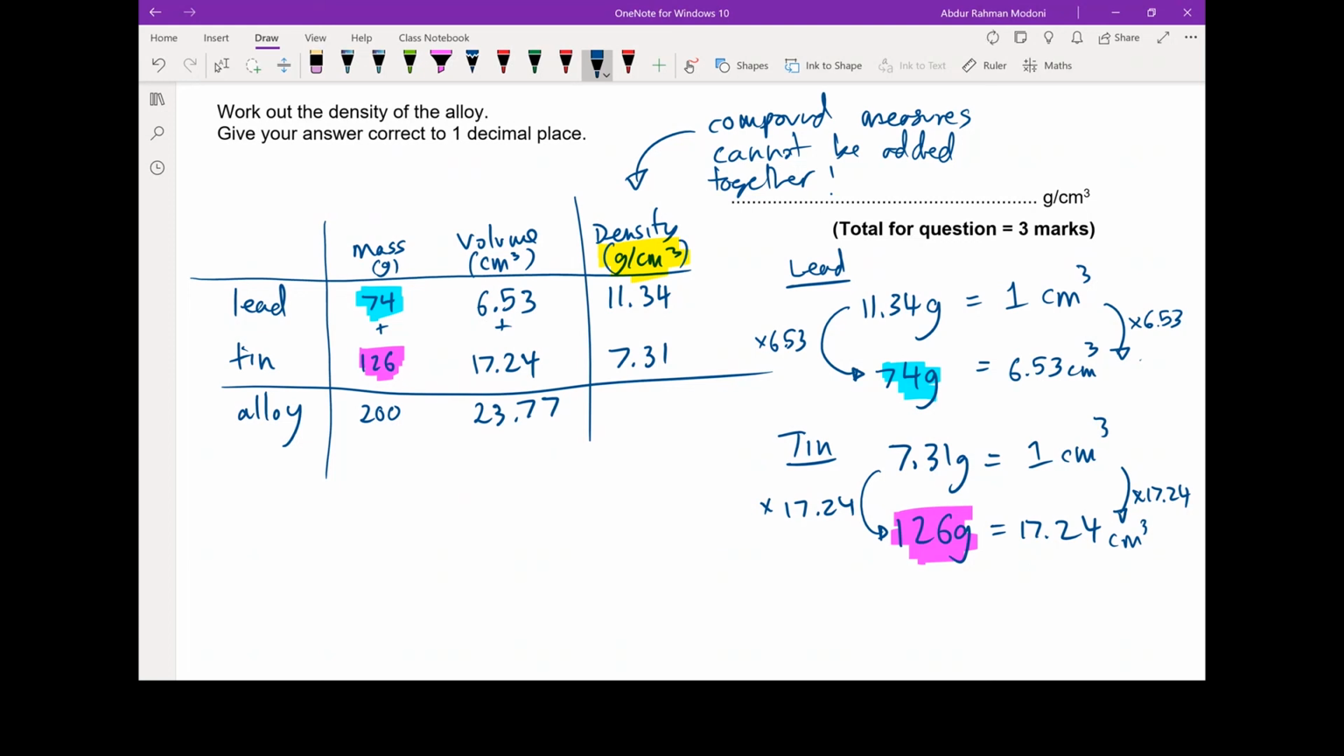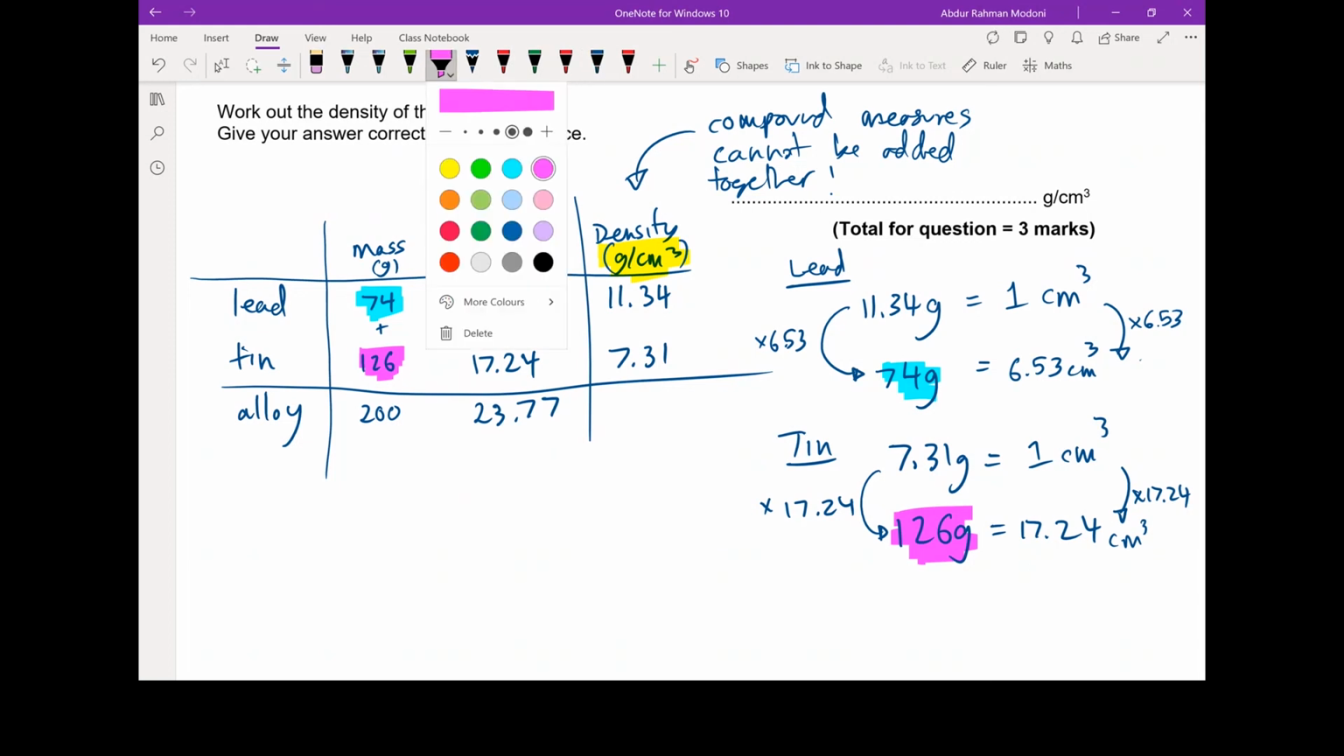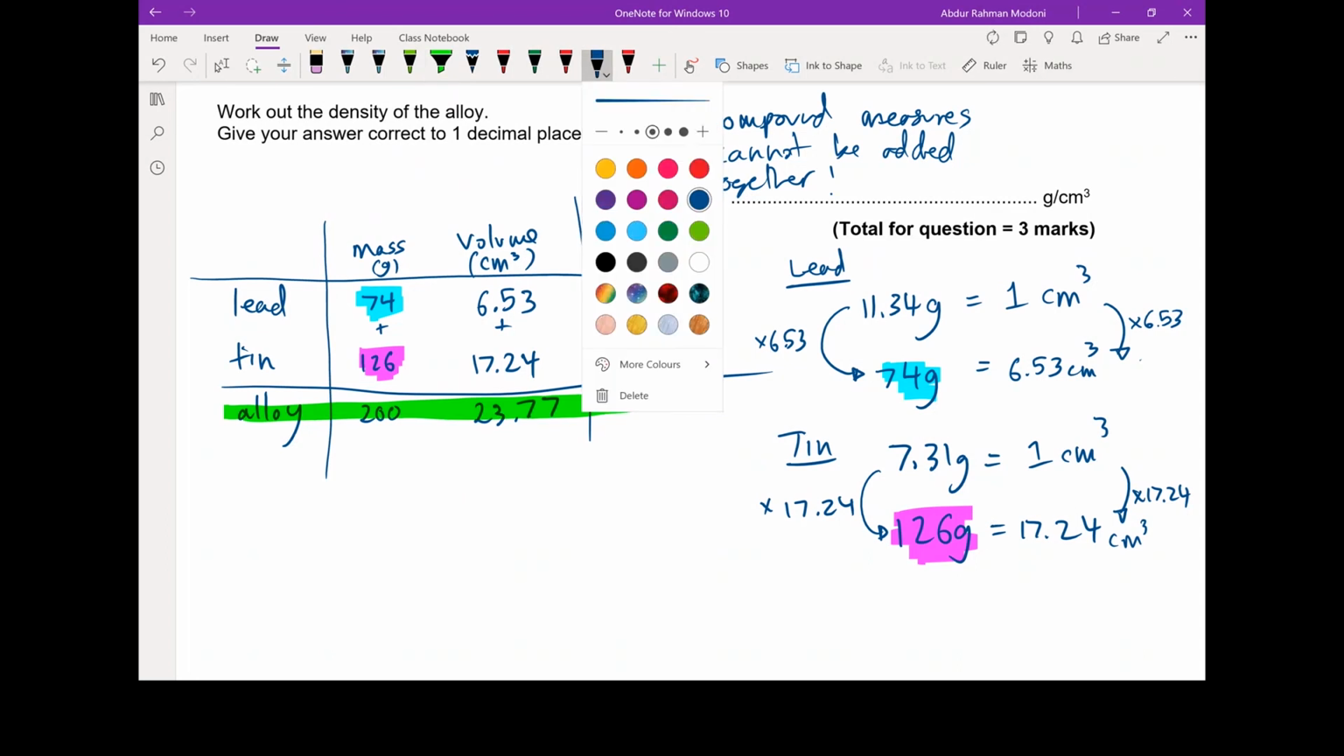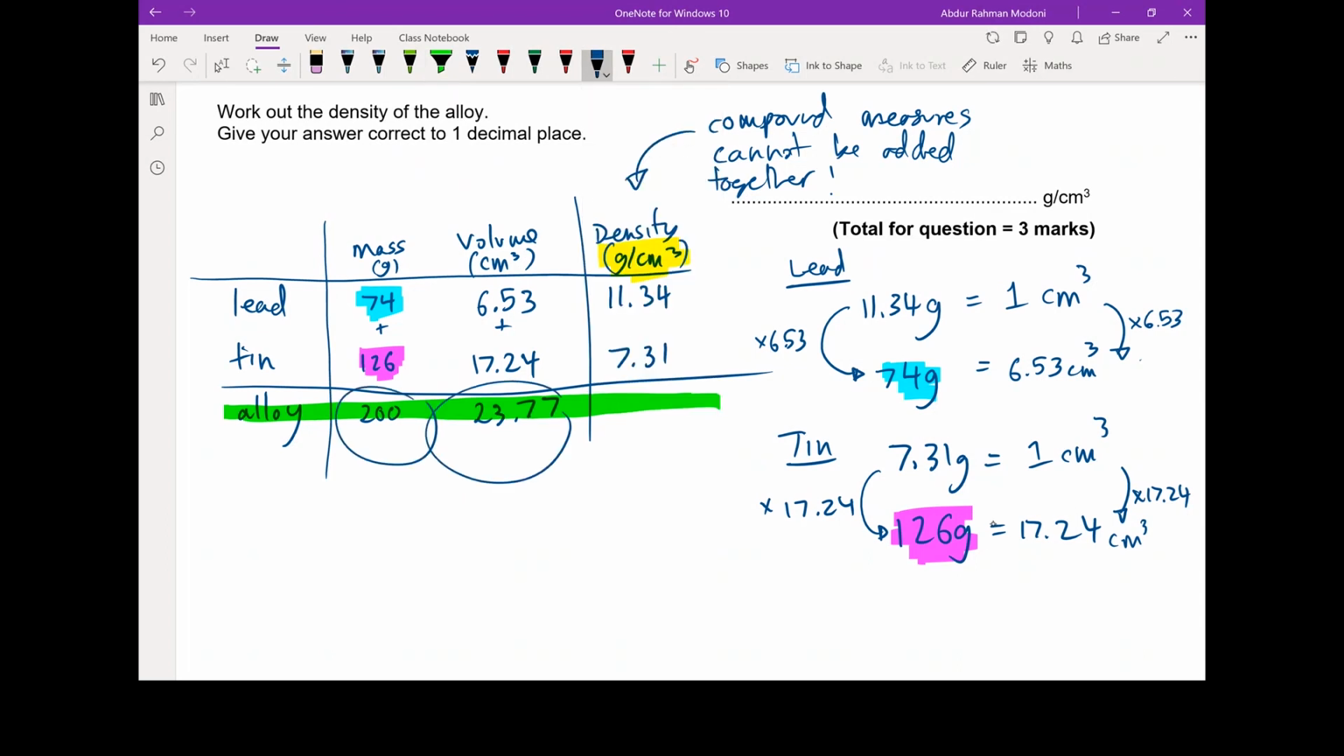So how can we then figure out what the density of the alloy is? Well, let's focus on this last part of the alloy, which we're given here. Now, for the alloy, we know quite a few things. We know the mass and we know the volume. So here, we're going to use these two quantities to set up a multiplicative reasoning layout here.